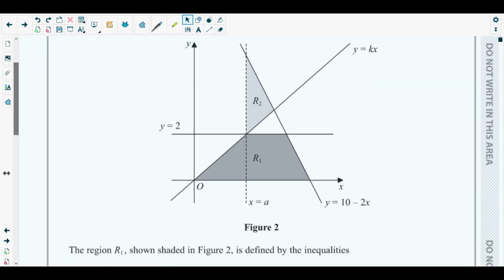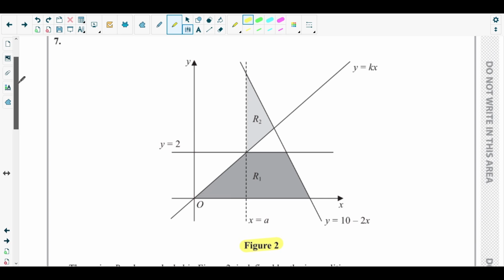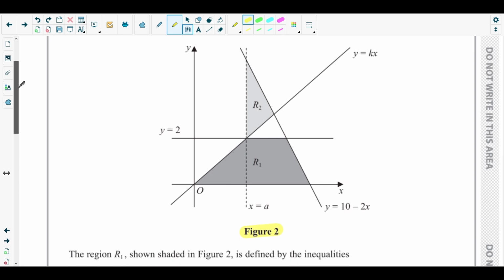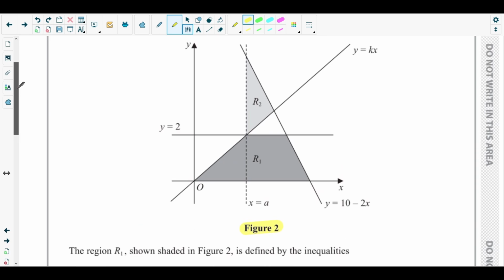Right at first, you can see a figure 2. It shows two lines, y equals kx, y equals 10 minus 2x, and another vertical line x equals a, and one horizontal line at y equals 2.